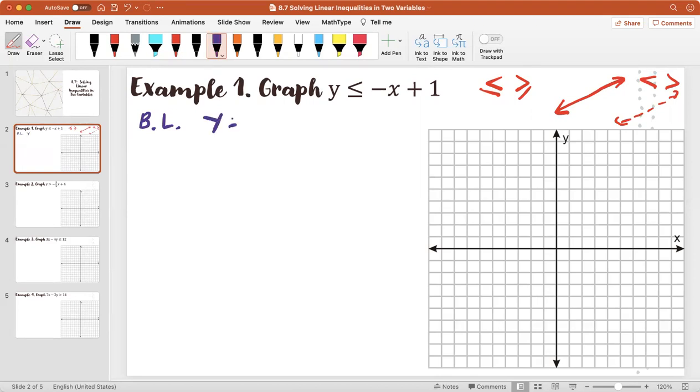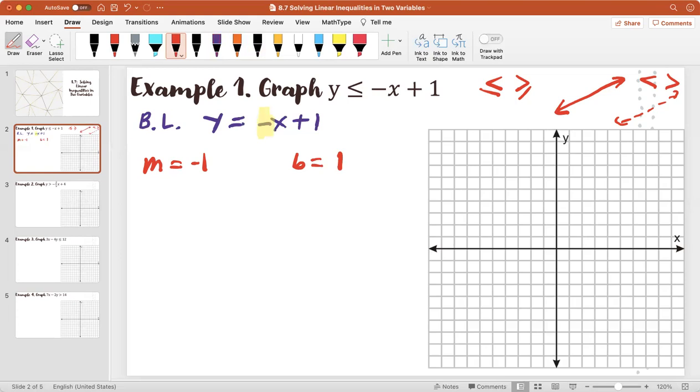The boundary line can be treated, of course, as an equation. It is represented by the equation y equals negative x plus 1. Using this equation, which method is best to use? The table of values, intercepts, or slope-intercept? It's going to be the slope-intercept, right? Because it's written in the form y equals mx plus b. So what's your slope? The slope is the coefficient of x, which is negative 1. The y-intercept is equal to 1.